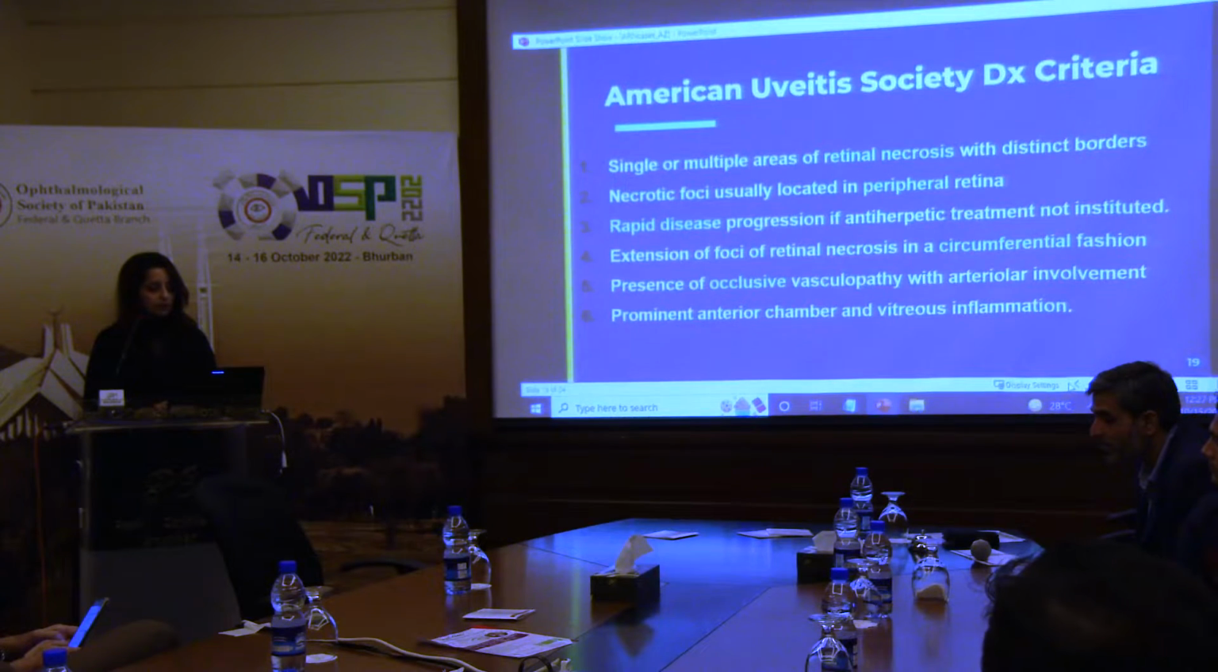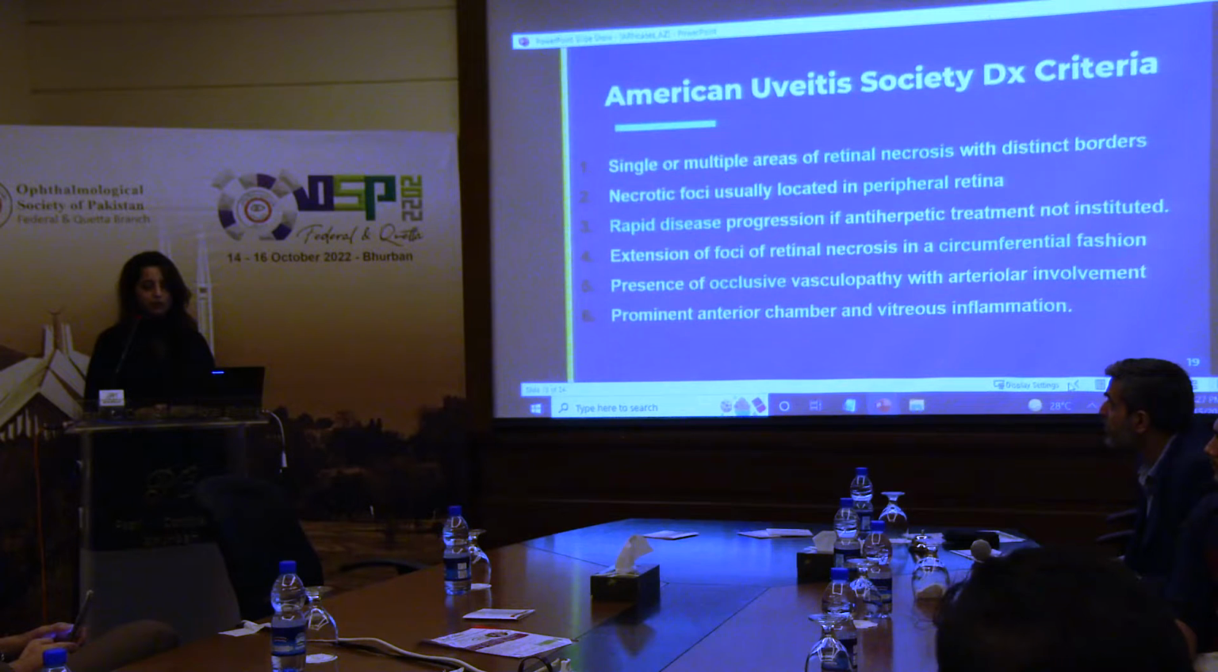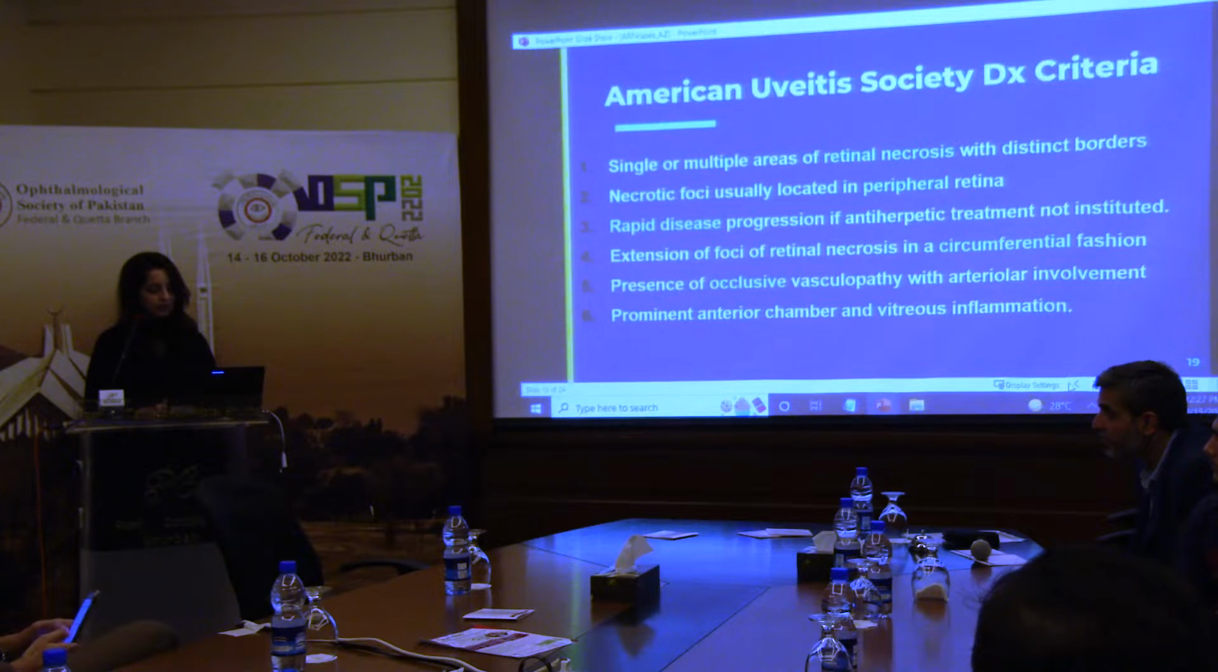There are 6 main points, and those include single or multiple areas of retinal necrosis with distinct borders. The necrotic foci usually are located in the peripheral retina, and there is rapid disease progression if it's not treated immediately, and it tends to spread circumferentially around the retina and then comes towards the center at the posterior pole. And there is presence of occlusive vasculopathy with arteriolar involvement, and the inflammation in the AC and the vitreous can be marked.